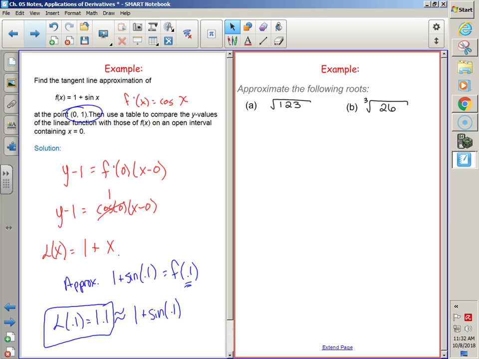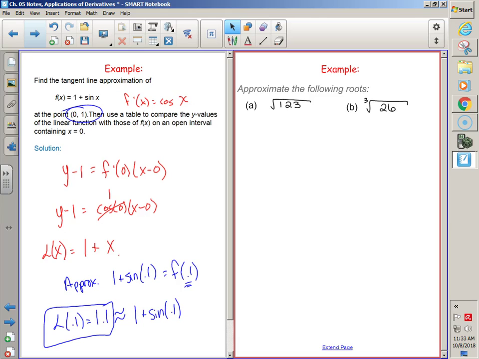Yeah, it's probably going to get less and less and less accurate, more and more and more off, right? But what if I was to go to 0.05 and 0.01 and 0.001? What's going to happen to my approximation? It's going to get closer and closer and closer.